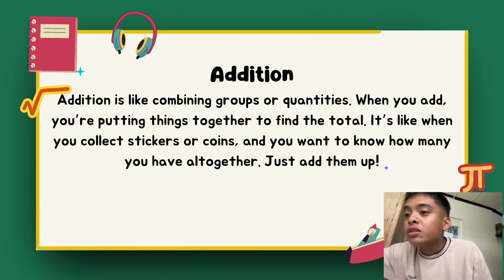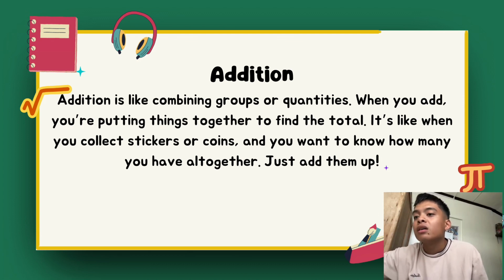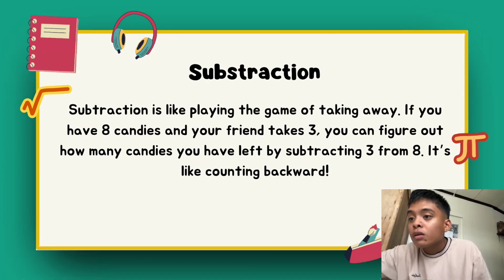Addition. Addition is like combining groups or quantities. When you add, you're putting things together to find a total. It's like when you collect stickers or coins and you want to know how many you have all together. Just add them up. 1 plus 1 is 2, easy right? Subtraction.